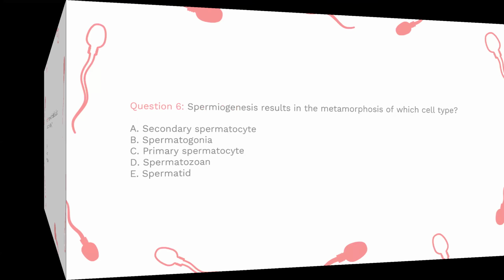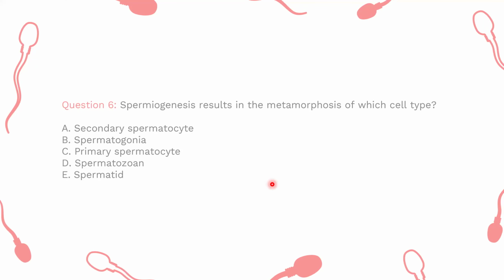Our last question is spermiogenesis results in the metamorphosis of which cell type? A, secondary spermatocyte, B, spermatogonia, C, primary spermatocyte, D, spermatozoa or zoan, and E, spermatid. So spermiogenesis is going to be the conversion, basically the upgrade, of a spermatid into a spermatozoa or a full-on sperm. So the answer would be E.